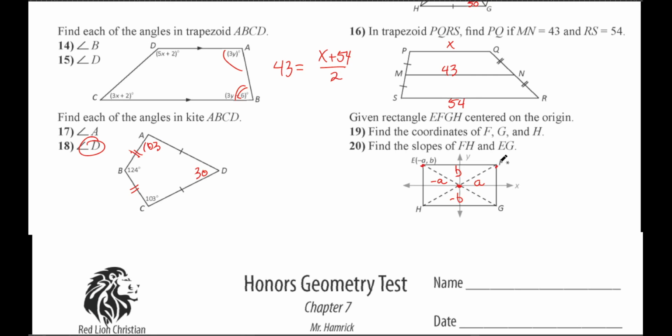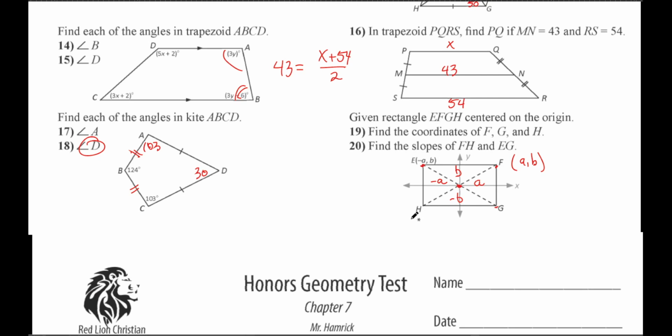So what's this point right here? It's positive A, positive B. Good. It's an ordered pair, A, B. I'm not going to write all these down, but we'll talk through it. What's this point right here? A, negative B. And what's this point right here? H. It's negative A, negative B. Pretty easy, isn't it?